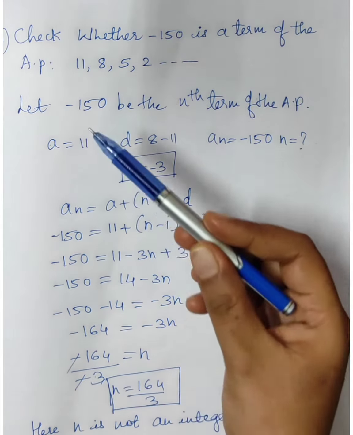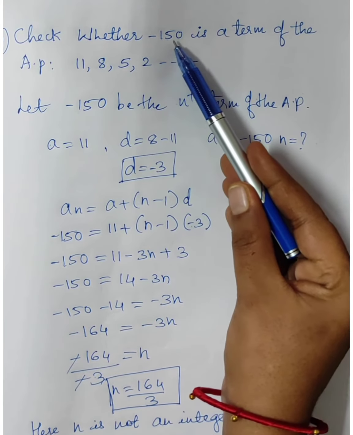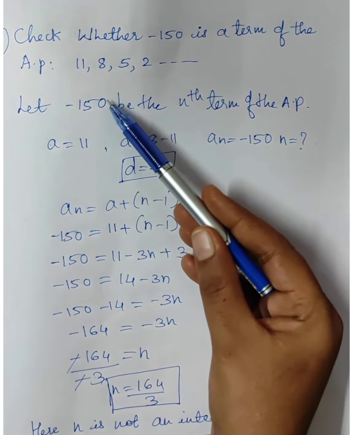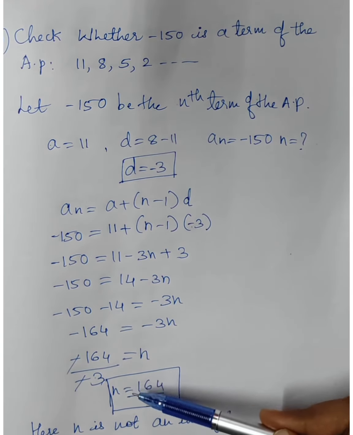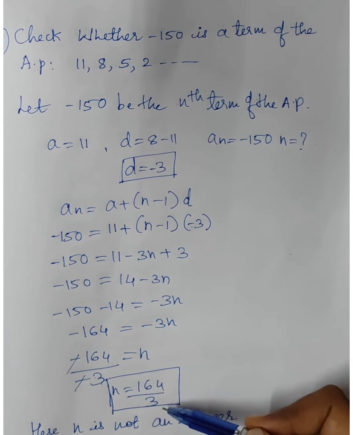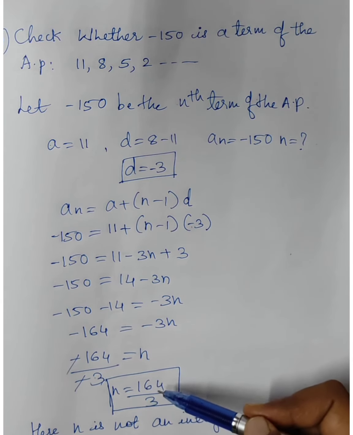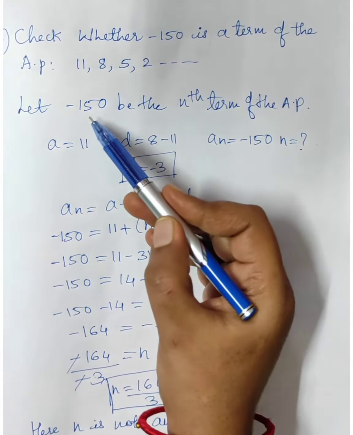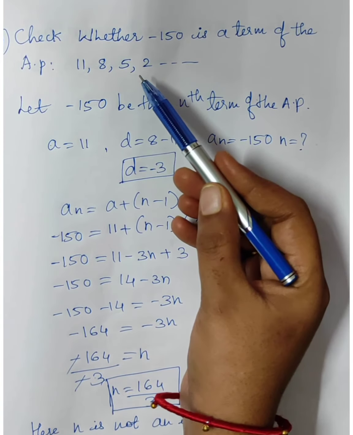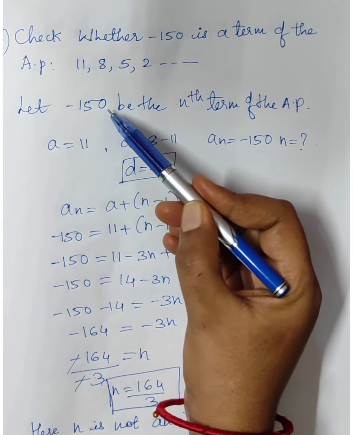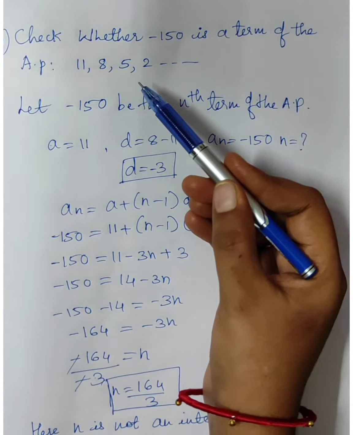So how you can say now? Now they have asked whether minus 150 is a term of the AP or not. Because when you are taking minus 150 as the nth term of the AP and you are finding the value of n and you are getting it in terms of fraction, that means minus 150 is not a term of the given sequence. Okay, minus 150 is not a term of the given sequence.